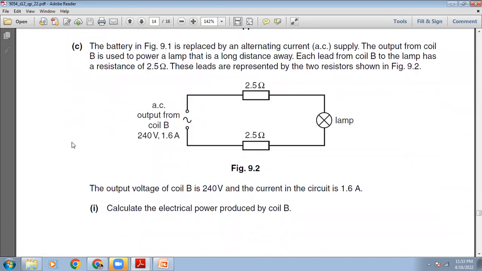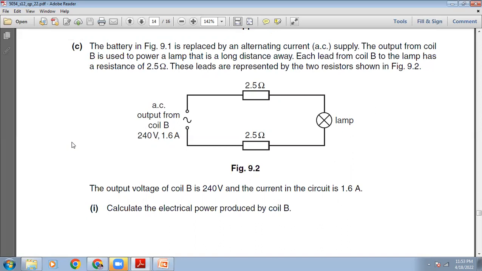It says the battery in figure 9.1 is replaced by an alternating supply. The output from the coil B is used to power a lamp that is a long distance away. The lead from the coil B to the lamp has a resistance of 2.5 ohm. So the wire coming from the supply to the lamp has a resistance of 2.5 ohm. These leads are represented by the two resistors shown in figure 9.2. The output voltage of the coil B is 240 volt and the current in the circuit is 1.6 ampere. The question is: calculate the electric power produced by the coil B.